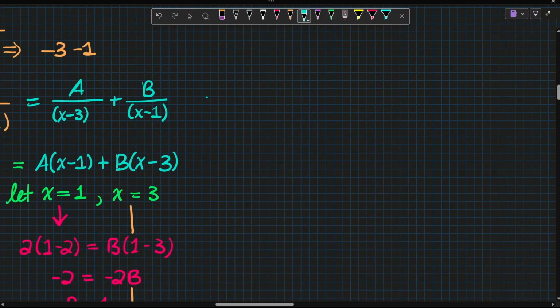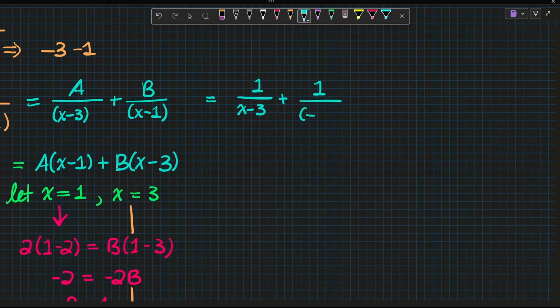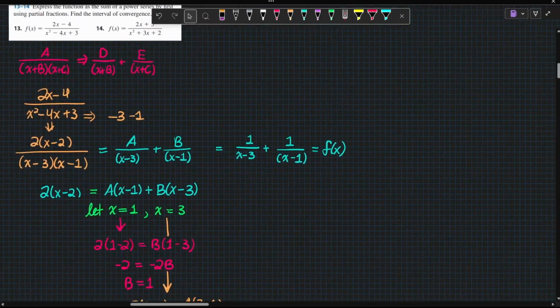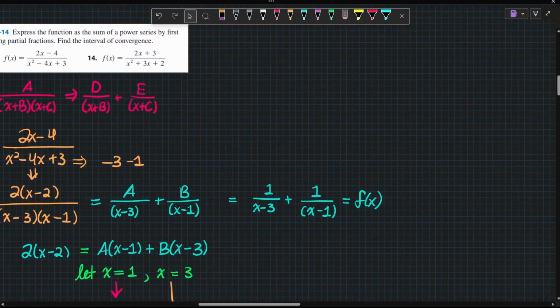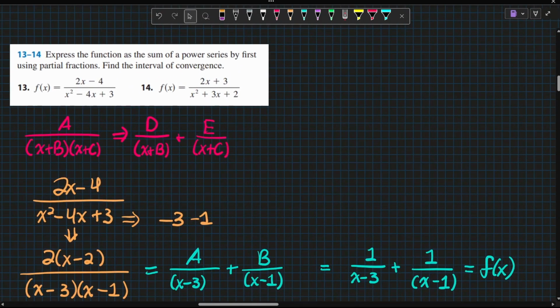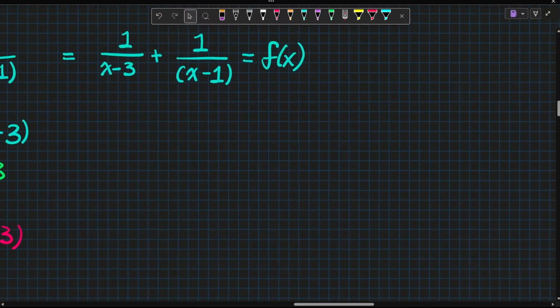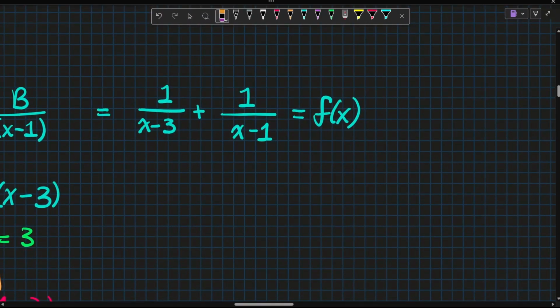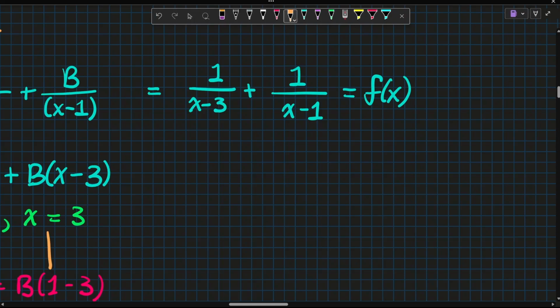So that means we've simplified this to 1 over x minus 3 plus 1 over x minus 1. So now again, it wants us to describe this function. Again, this is still f at x. We haven't changed anything about it. We're just manipulating it to look different. It wants us to express it as a sum of power series, right? So we'll borrow from everything we just did in the last part. I'll just consider these two as two different series.